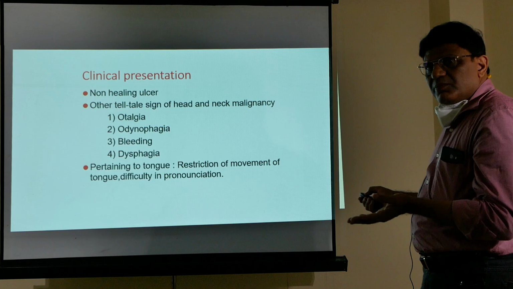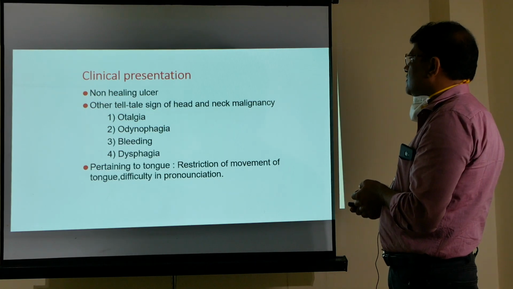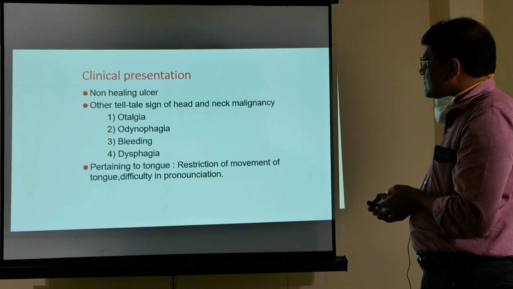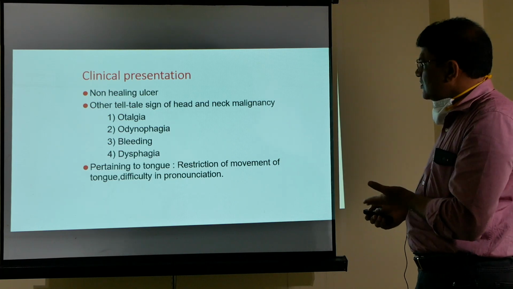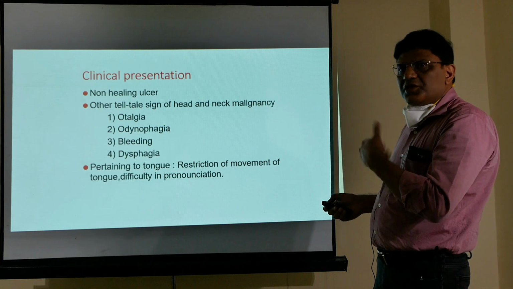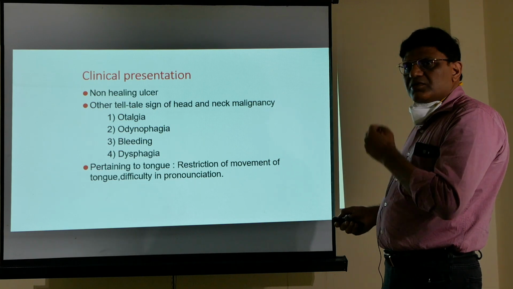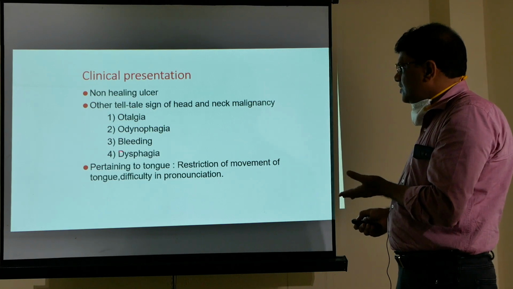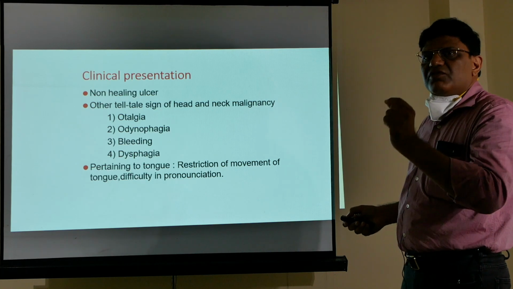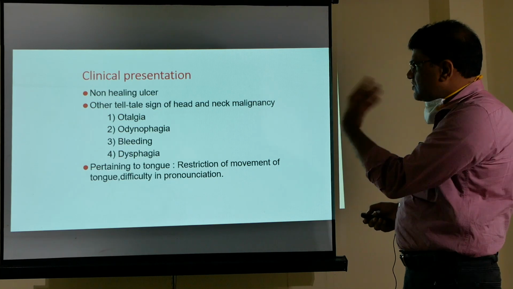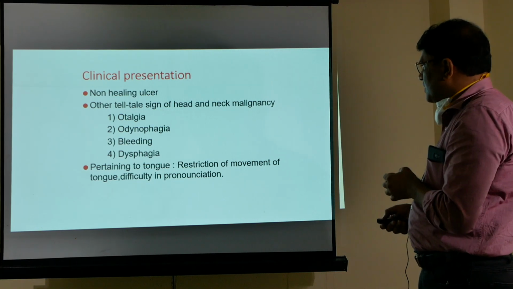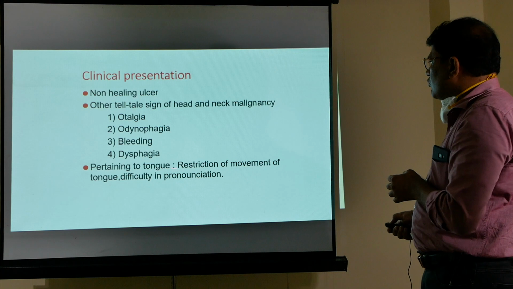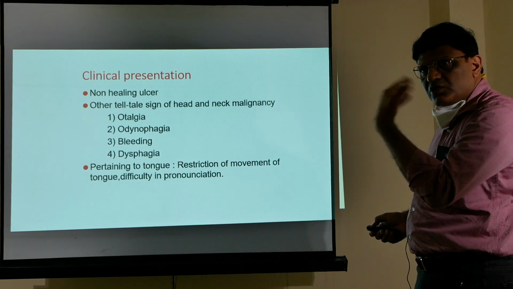Then what is the clinical presentation? How does the patient present to us? It presents like a non-healing ulcer. Other telltale signs are otalgia, ear pain, odynophagia, pain while eating, then bleeding. Sometimes the tongue bleeds to touch, and dysphagia, which means difficulty in swallowing. All these things are because of the limited movement of the tongue and pain. So pertaining to the tongue, there is restriction of movement and difficulty in pronunciation too.